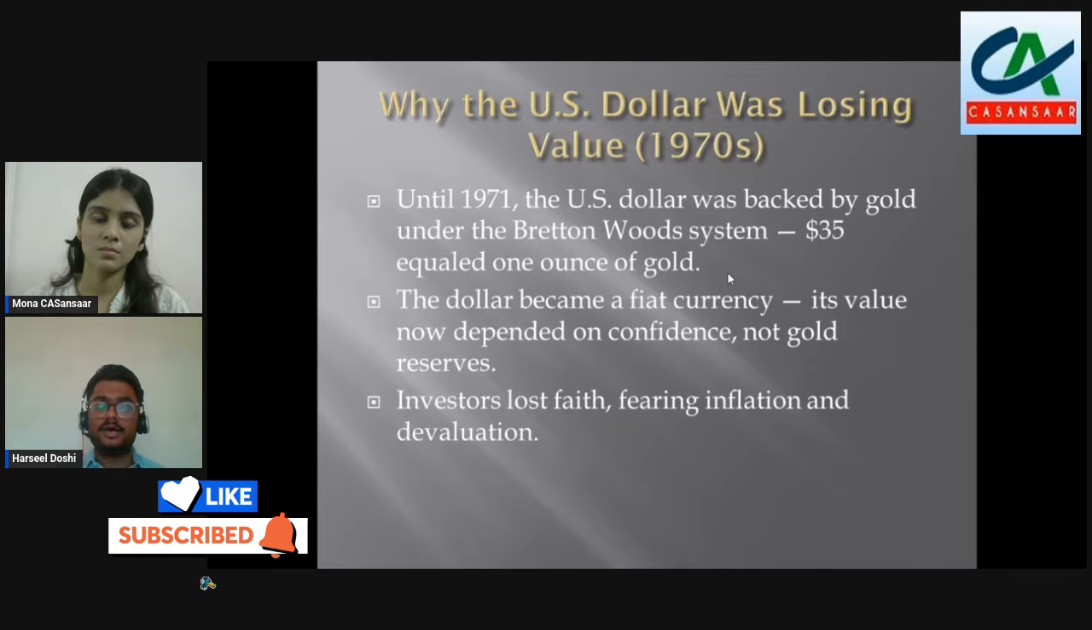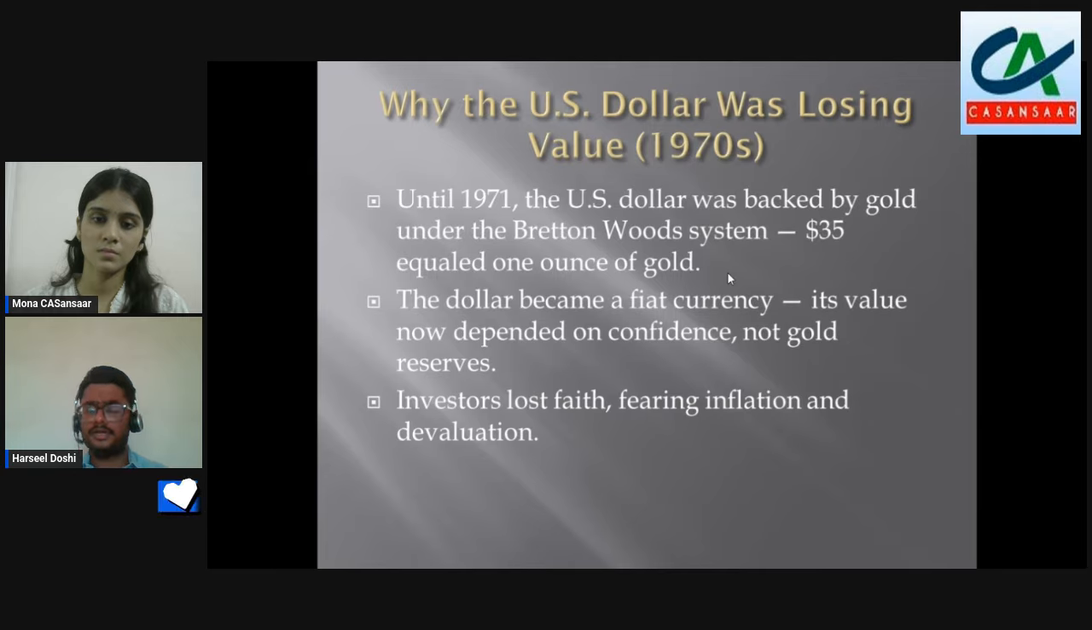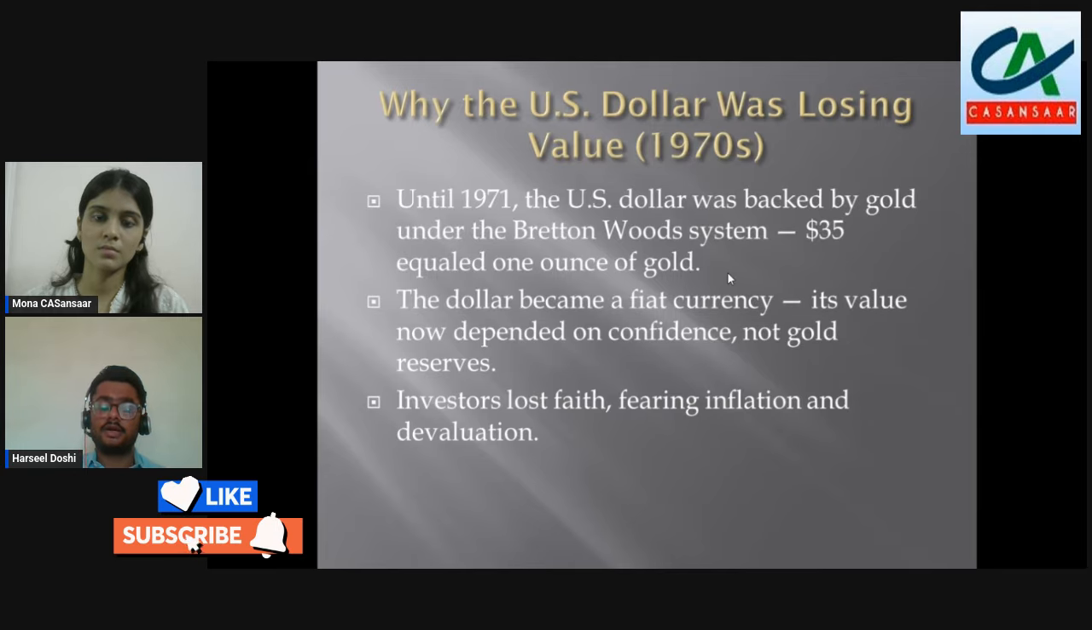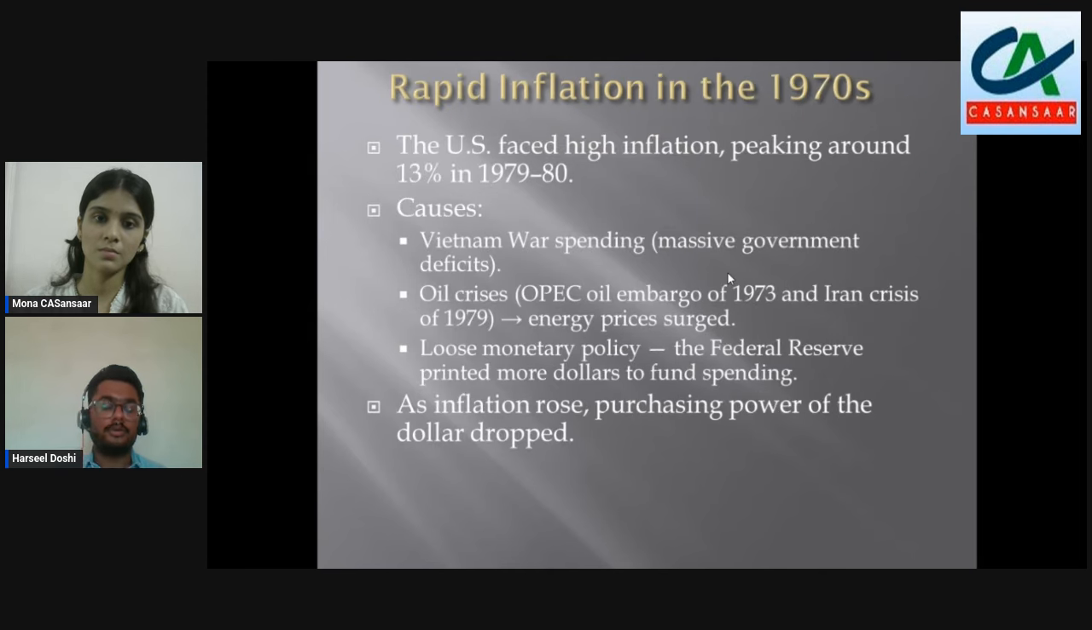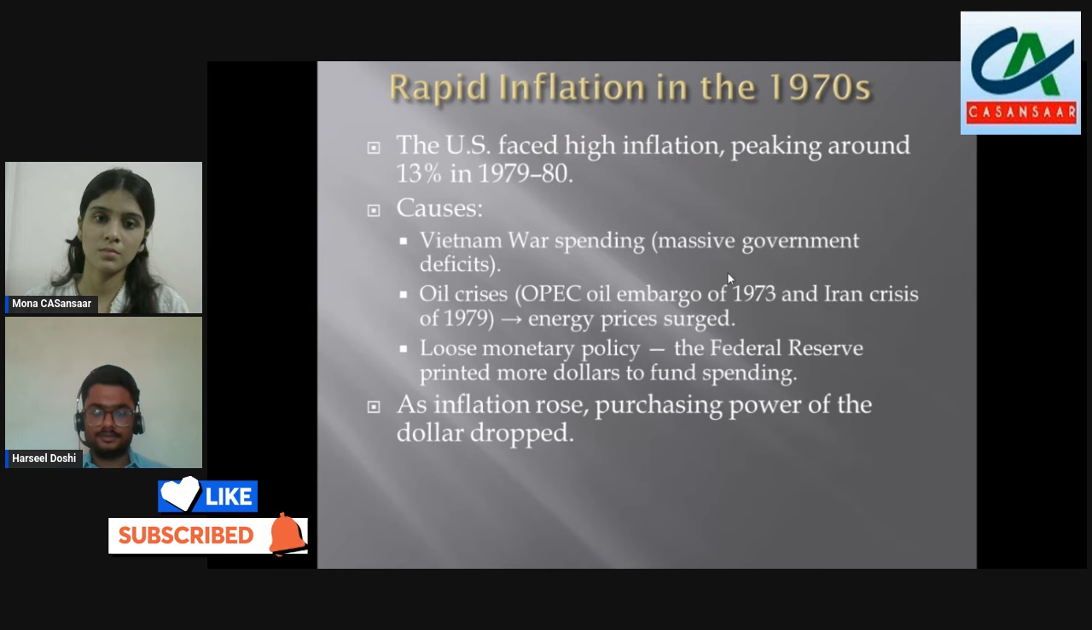If we talk about the period from 1975 to 1980, silver rose around 525 percent in these 5 years, and gold also gave a very good return in this period. The US hit very high inflation during the period of 1979 to 1980. It touched around 13 percent.